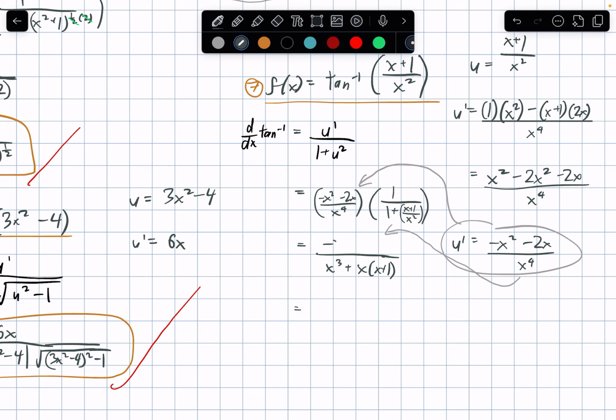Now, so negative x squared minus 2x. This is x raised to 4. This one's x raised to 2. Okay? What's next? Something looks off.